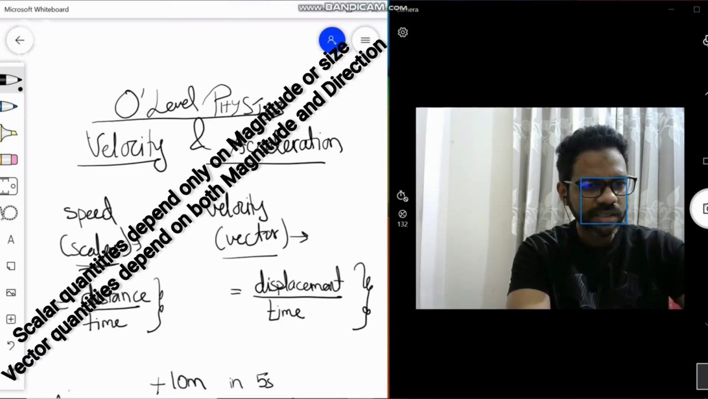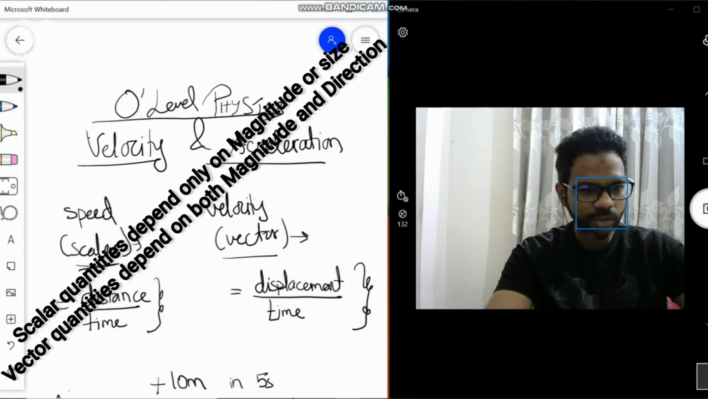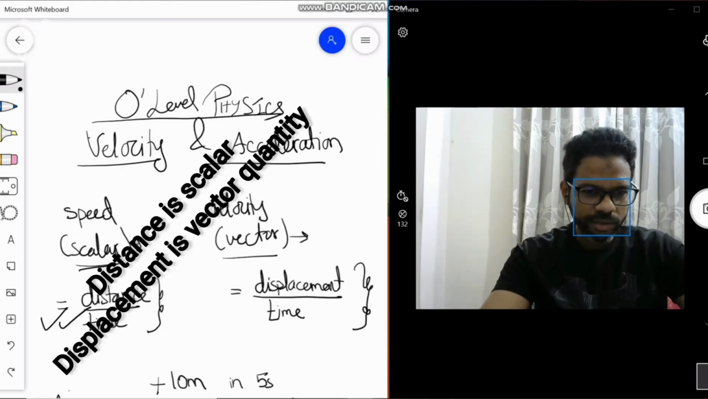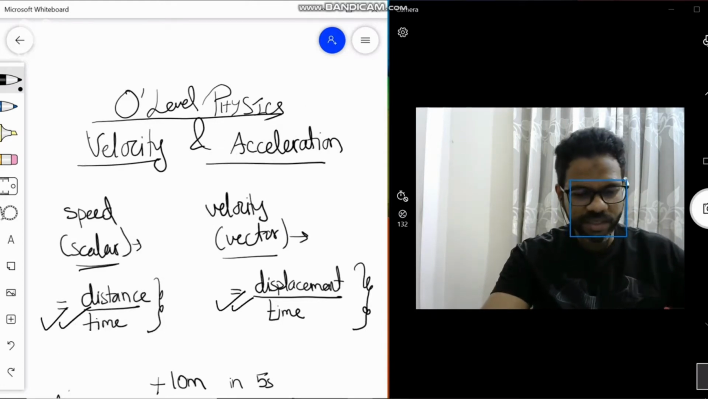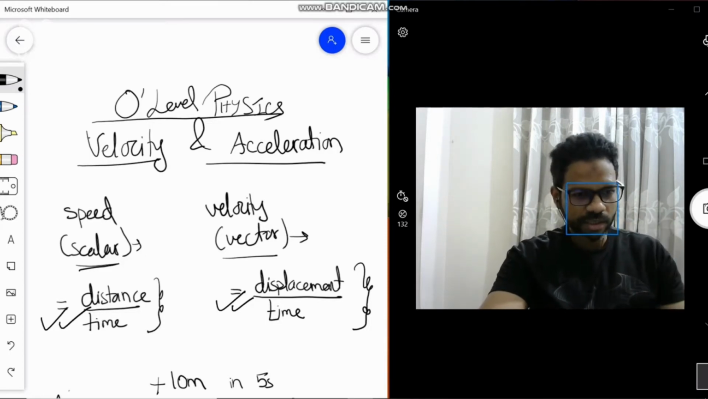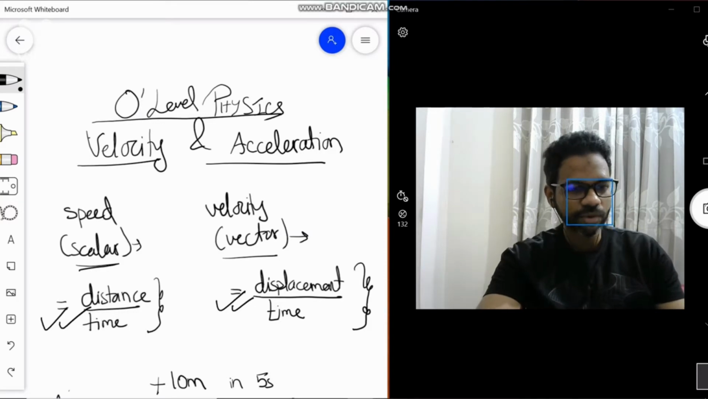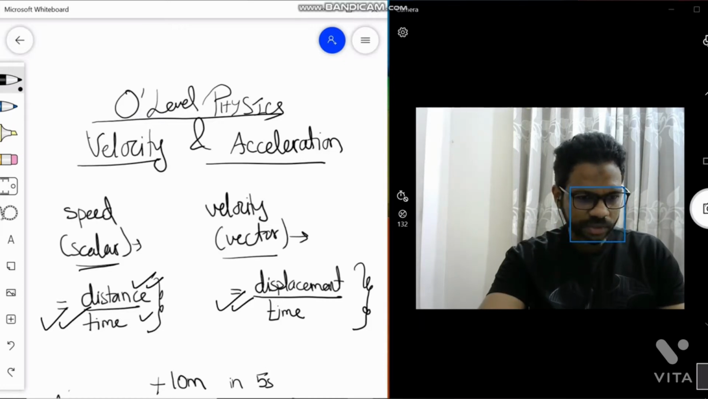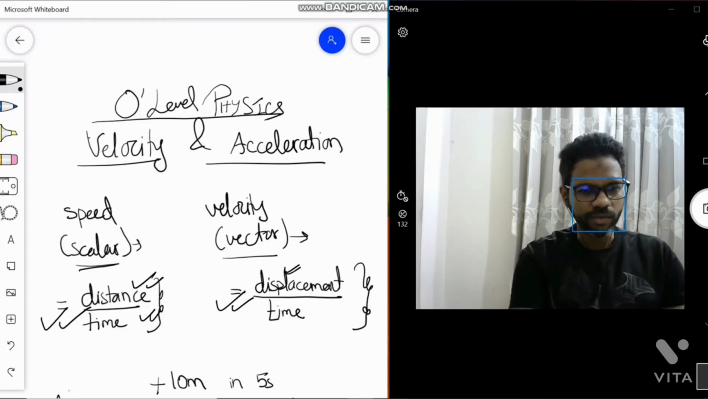So when we try to calculate the speed of an object, we use the formula distance divided by time, right? And when we are finding the velocity of an object, we use displacement divided by time. Now, both of them might seem very similar to each other, which is actually the case. They are very similar, except for the fact that distance is a scalar quantity. Time is always a scalar quantity. And displacement is called a vector quantity. It depends on the direction, just like the velocity of an object.